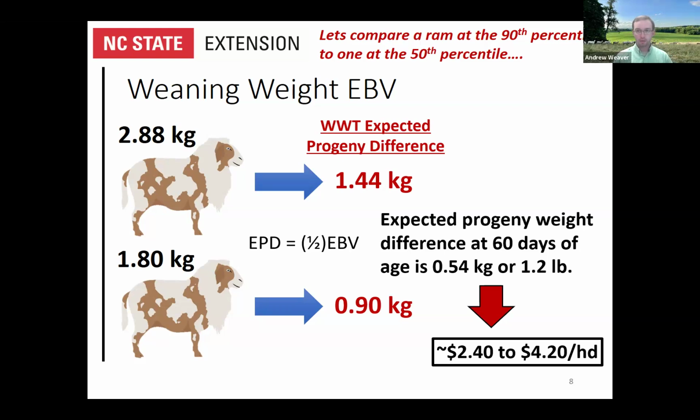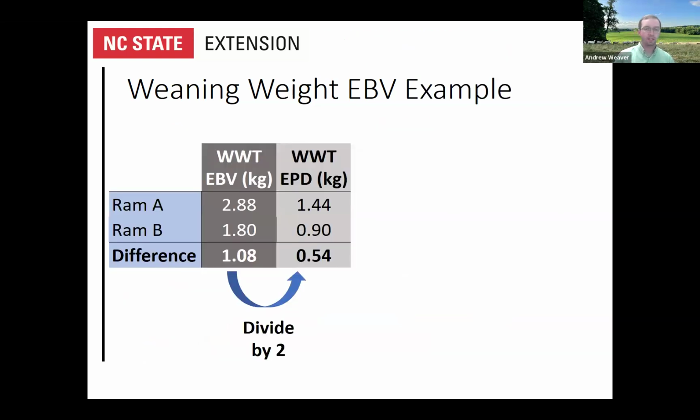And so here's another example that hopefully helps illustrate how these EBVs can be used to compare individuals and think about their impact in different flocks. So we have Ram A here and Ram B, similar to the last slide I showed. And those weaning weight EBVs are listed here. Ram A, 2.88 kilograms, Ram B, 1.8 kilograms. The difference between those rams would be 1.08 kilograms.